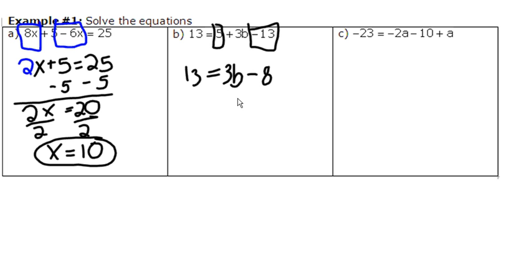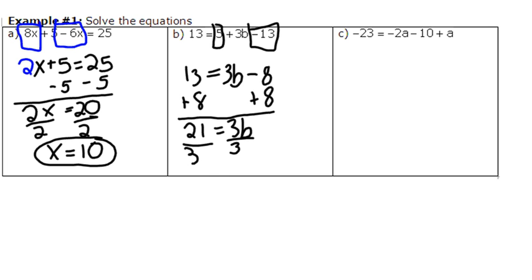From here, it's a two-step equation. I'm going to add 8 to both sides. So 13 plus 8 is 21. And then, to get the b alone, I would divide by 3 on both sides. So 21 divided by 3 is 7. So I get that 7 equals b.